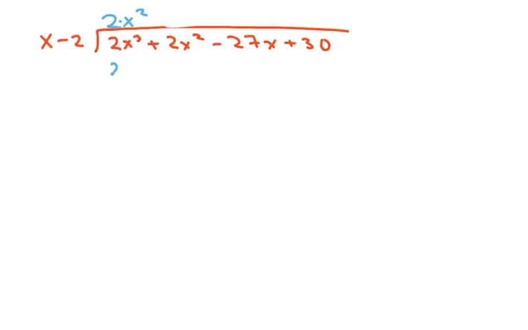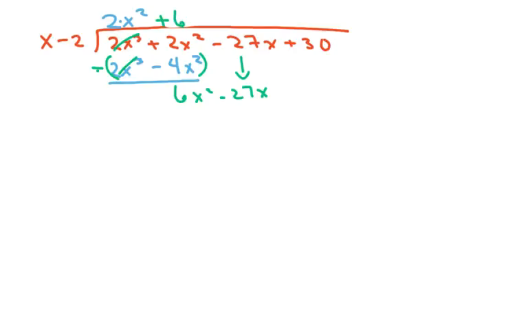When you multiply, you're going to get 2x cubed minus 4x squared. Now we're going to subtract both pieces. And the goal is to have the first term go away, which it does. So this will cancel. And 2 minus a negative 4 is a positive 6. Then bring down your 27x and do it again. So what term times x gives you 6x squared? That's going to be 6x. So that's going to give you 6x squared minus 12x.